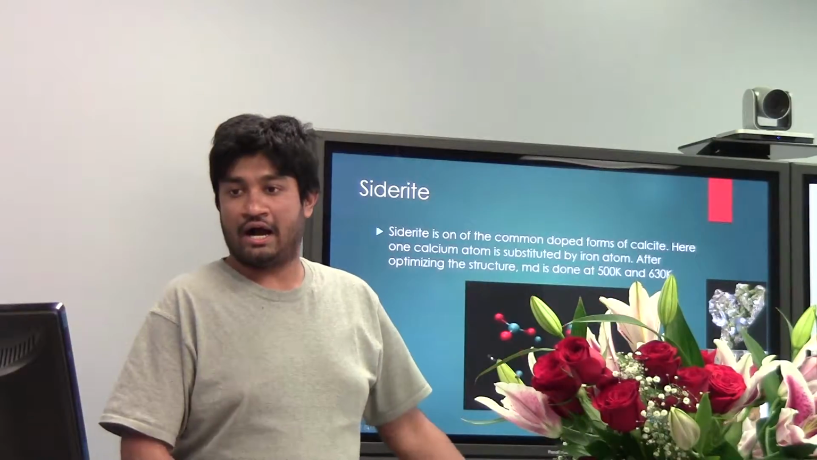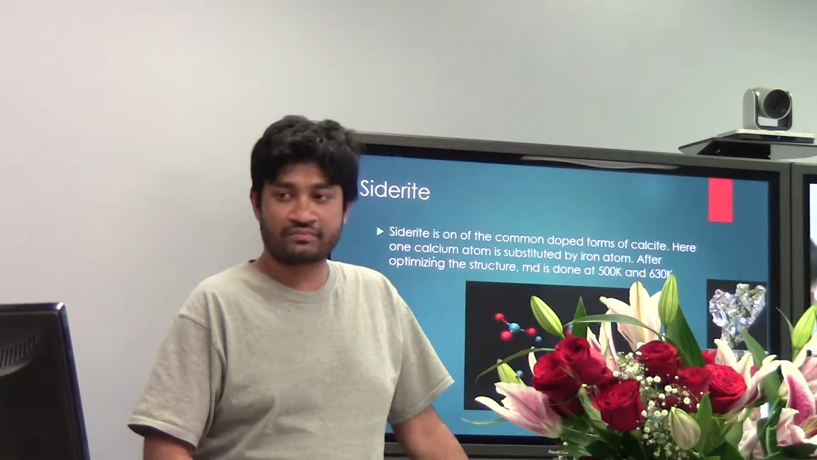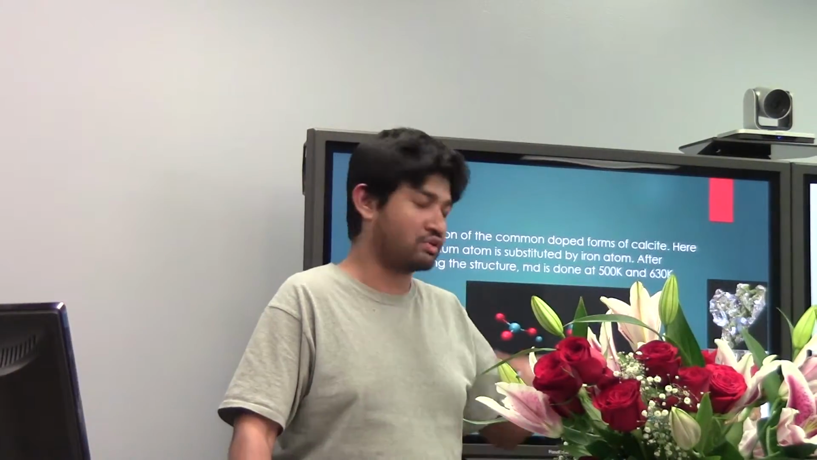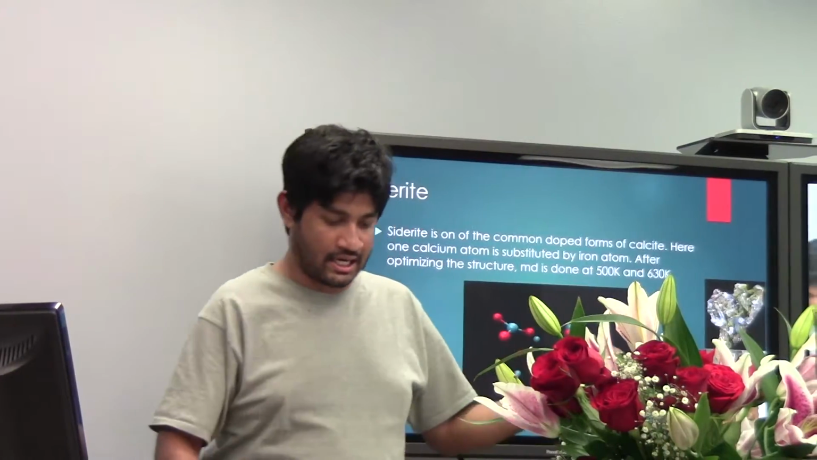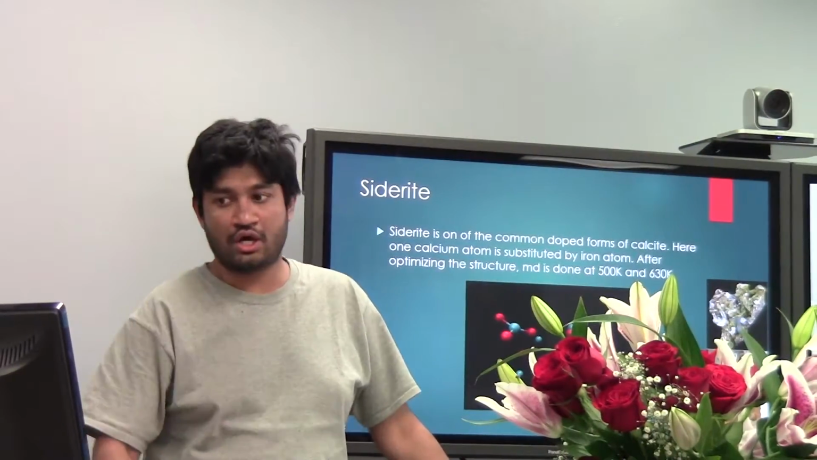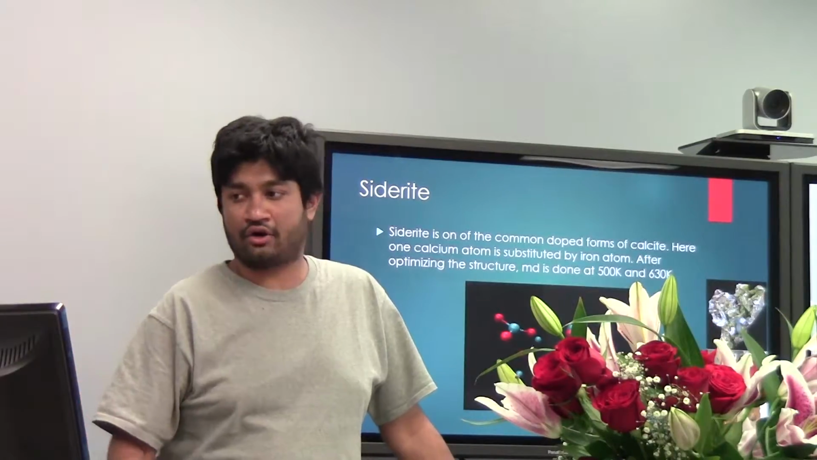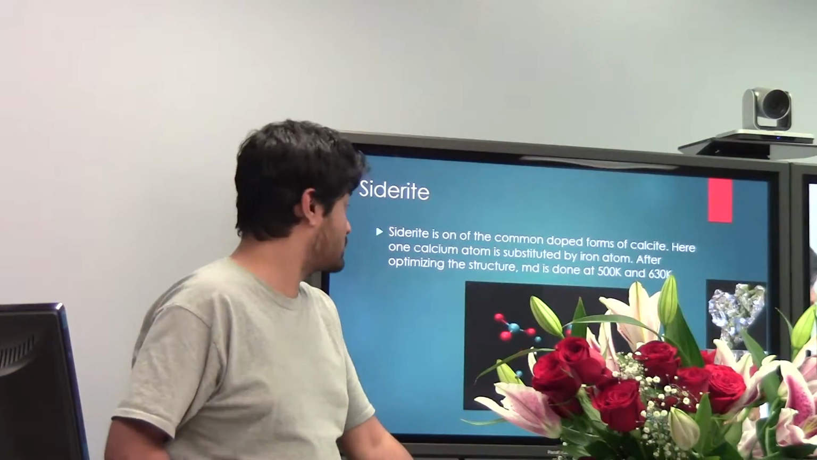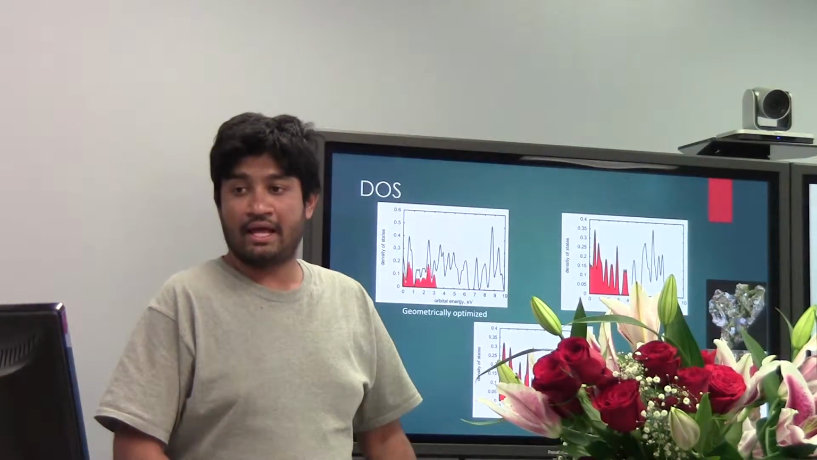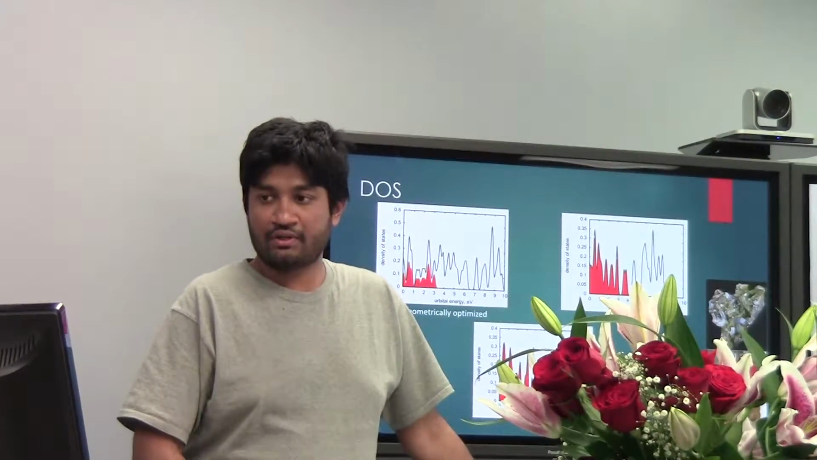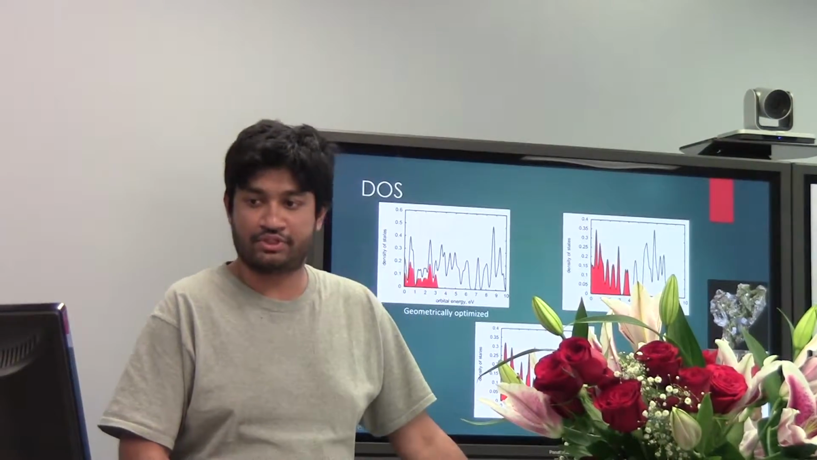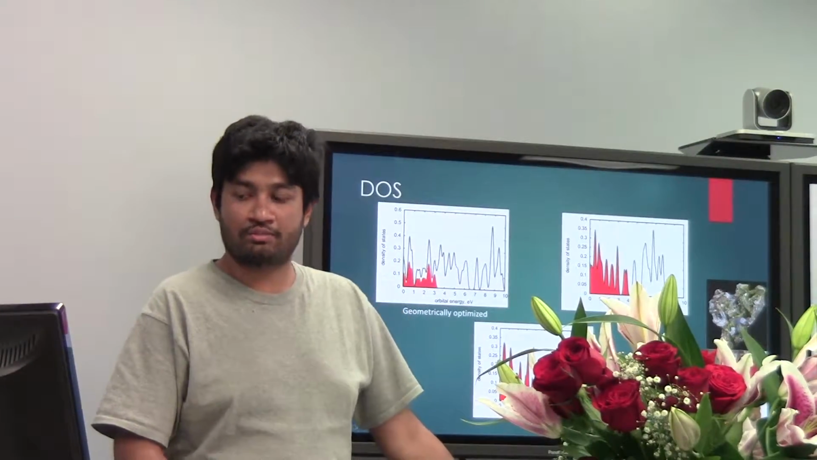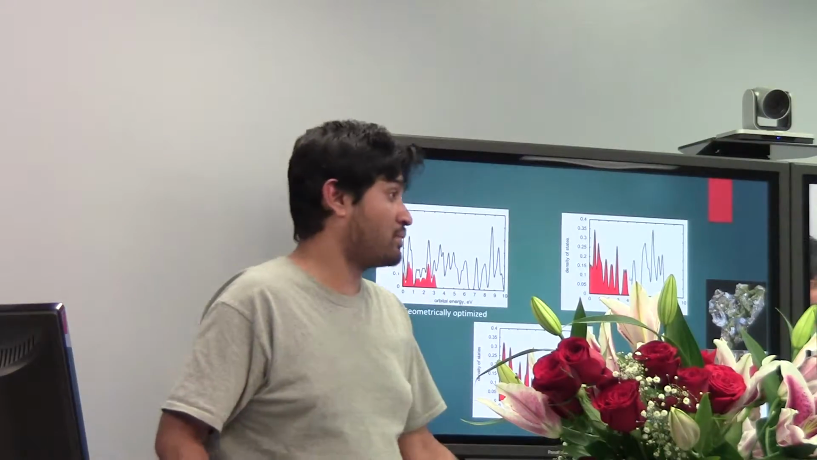After that we are inquiring about the different properties of different doped calcite. One is siderite. It is one of the most common doped forms of calcite. Here one calcium ion is replaced by one iron ion. This is our optimized structure. And then we also study the DOS diagrams. Here is the geometrically optimized DOS of our structure, and this is the DOS diagram of the thermally optimized structure.